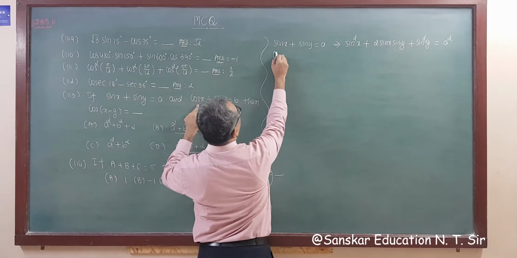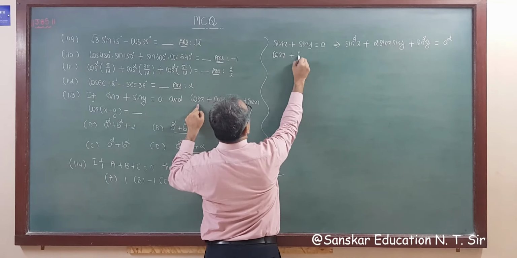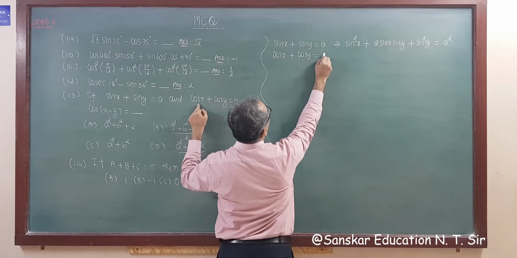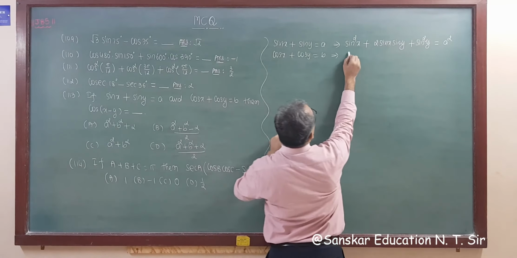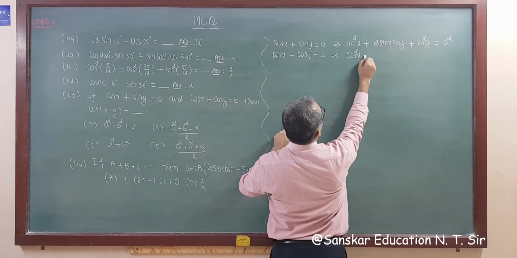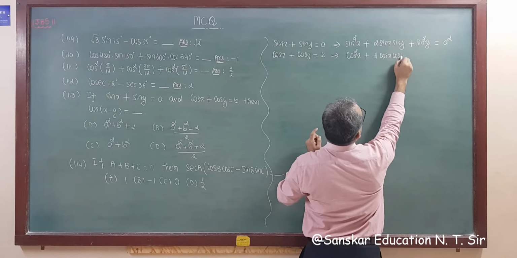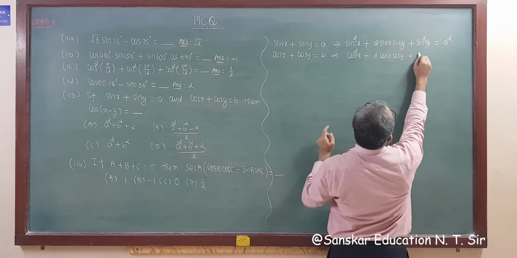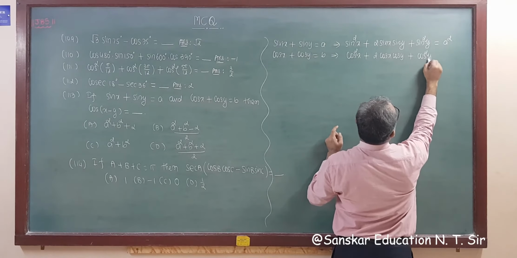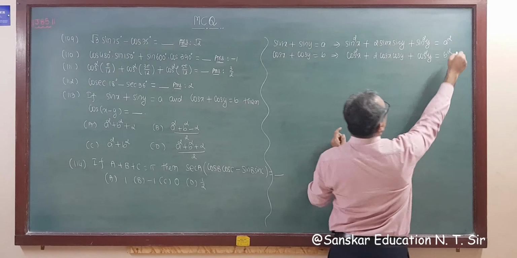So this is cos x plus cos y is equal to b. So squaring this, what we get? Cos square x plus 2 cos x cos y plus cos square y is equal to b square.